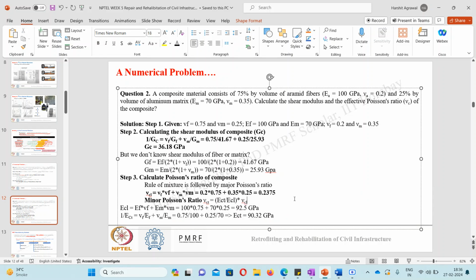relationship very easily. So just substituting all the values, we'll get minor Poisson's ratio as ECT 90.32 divided by ECL 92.5 times Poisson's ratio in major direction. So it is major Poisson's ratio. So 0.2375 that we calculated. So it will come out to be 0.232. So this is my minor Poisson's ratio and this was my major Poisson's ratio. Okay.